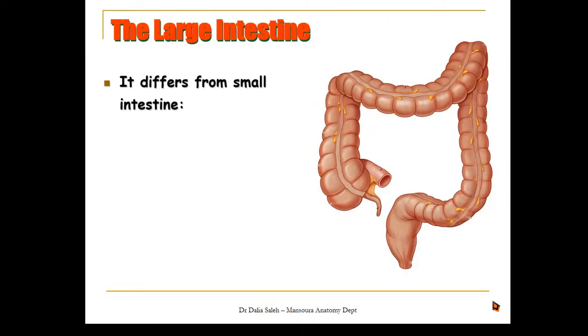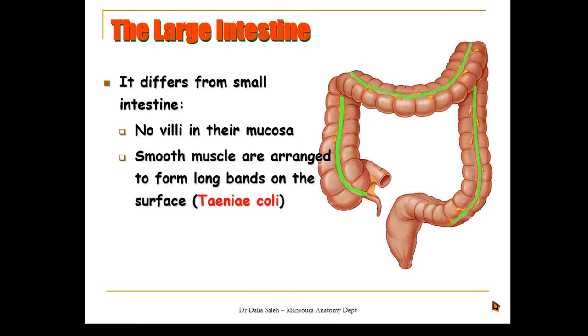The large intestine differs from the small intestine in the following. Besides, of course, it has a larger lumen and a shorter length. From inside, it has no villi like the small intestine. The smooth muscles of the large intestine are arranged in long bands at its outer wall. They are called taenia coli. We cannot see this on the wall of the small intestine.